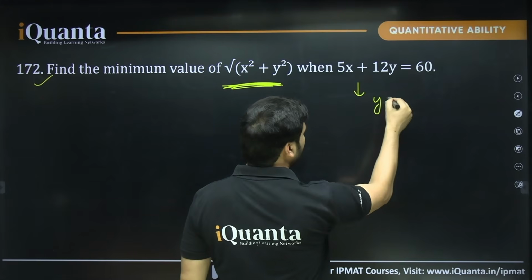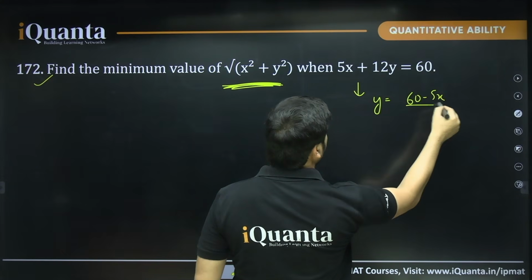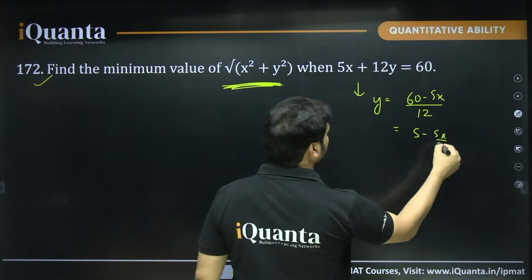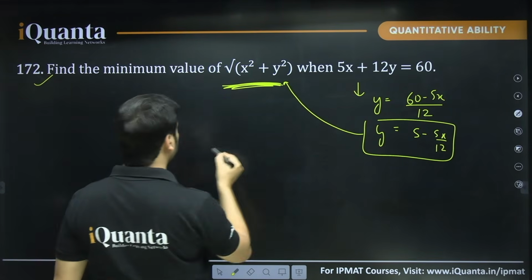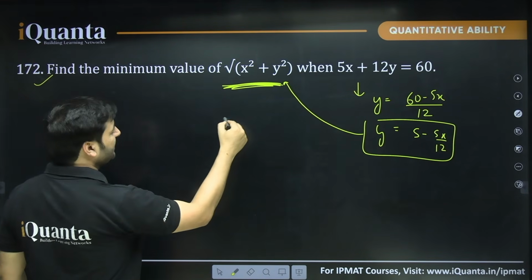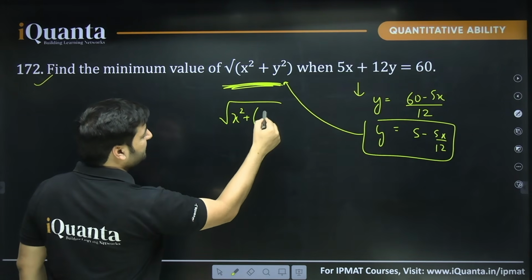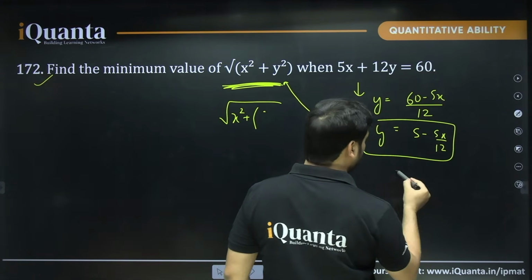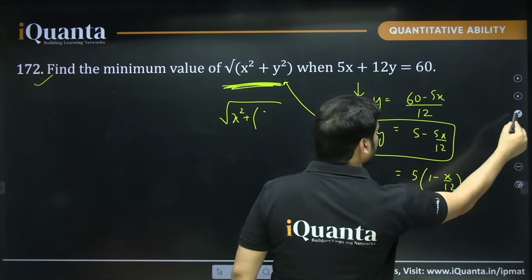So how will I write y from here? y will be (60 minus 5x) by 12, isn't it? Or can I say that y is 5 minus 5x by 12. I can put this value of y into this. What will happen? I will simply get root of x square plus y square, where y is 5 minus 5x by 12. In fact, can I take 5 common outside? If I take 5 common outside, I'll get 1 minus x by 12 inside. It will be easier to solve.